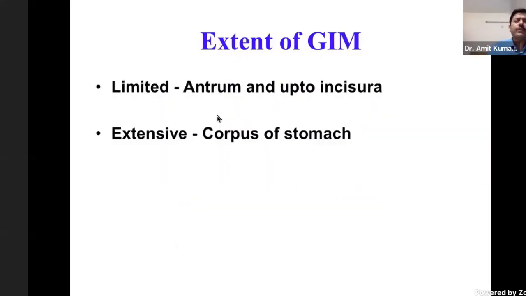Now, it's not only important to know about metaplasia, it's also important to know how extensive the metaplasia is. If it is only confined to the antrum up to the incisura, it is called limited. If it extends to the body of the stomach, then it is called extensive metaplasia. Again, extensive metaplasia has a higher risk of progression to gastric cancer.